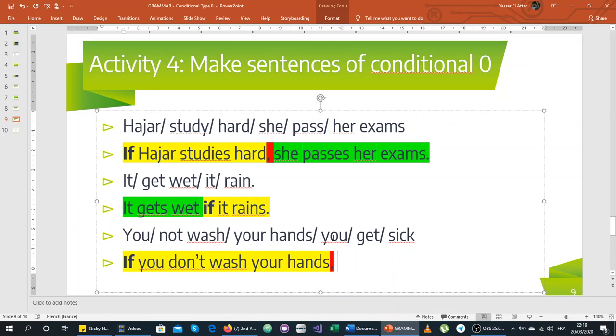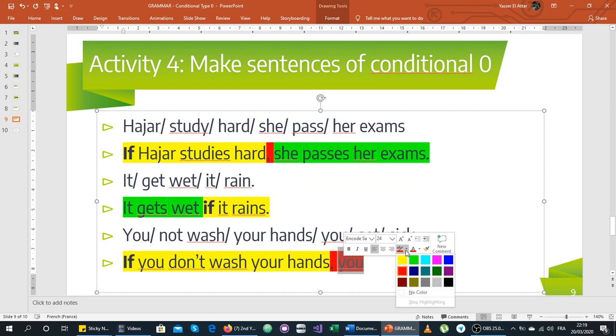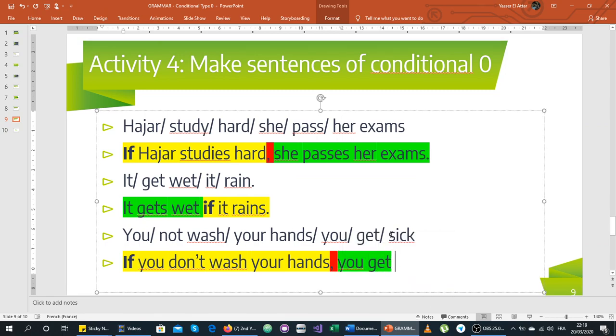Okay, so here we have the main clause. The main clause starts with a subject, and the subject is you. Let me just change this to the green color. Yes, you, and the verb is get sick. Okay, good. So this is for the conditional type 0. I hope you understand this very well, and best of luck.